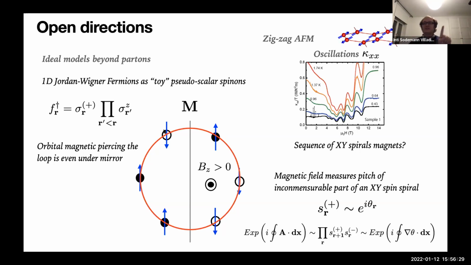So if they all point in the same direction, there is no twisting. Now imagine that they start tilting as you rotate around this ring that I have here, so that they're trying to spiral. The magnetic field of Jordan-Wigner fermions, its strength, is just the pitch of that spiral.